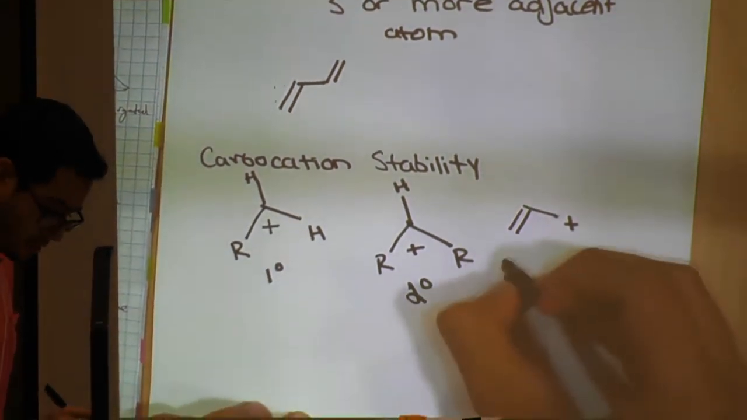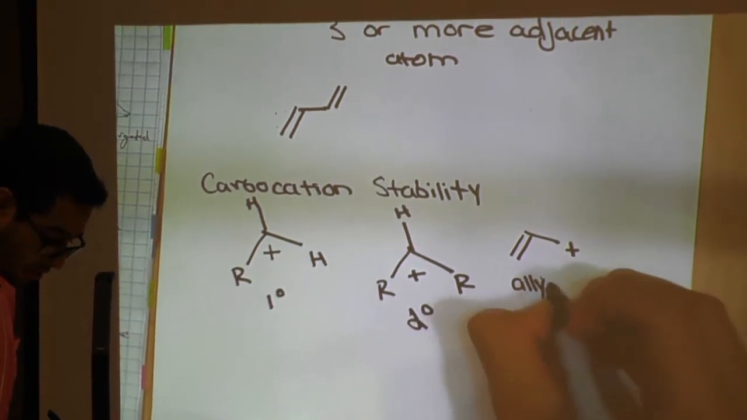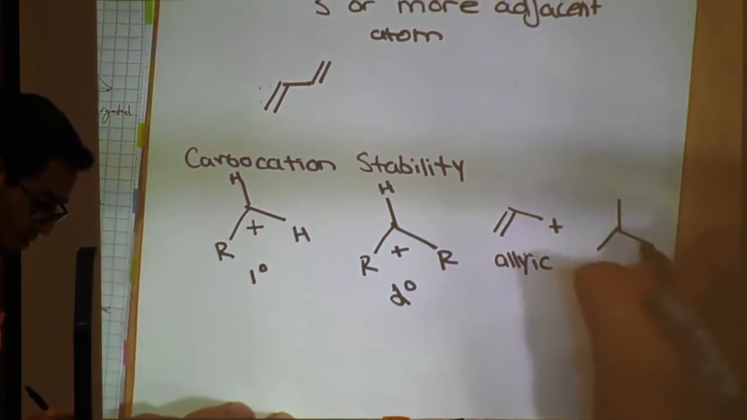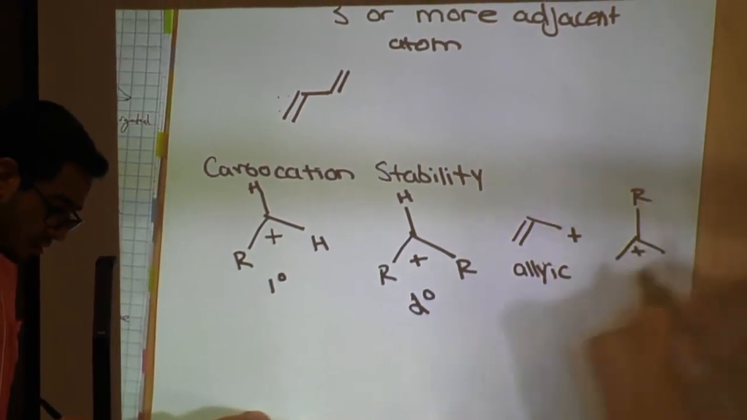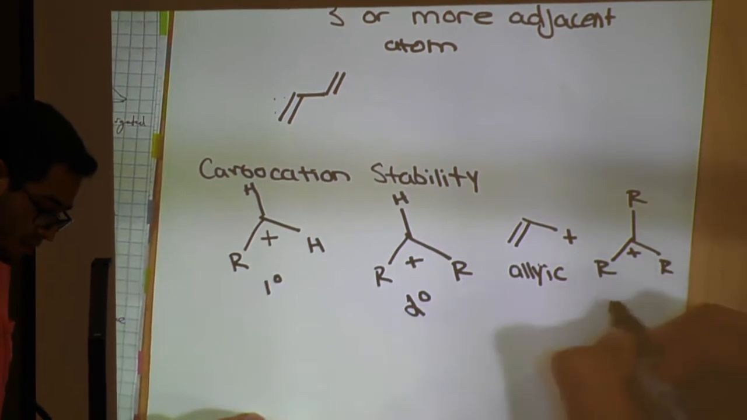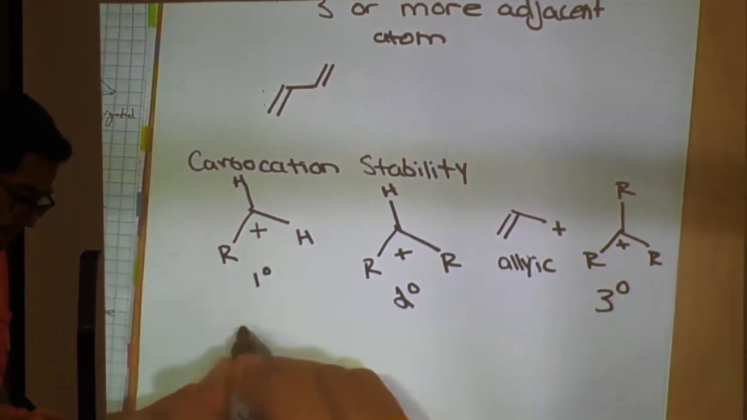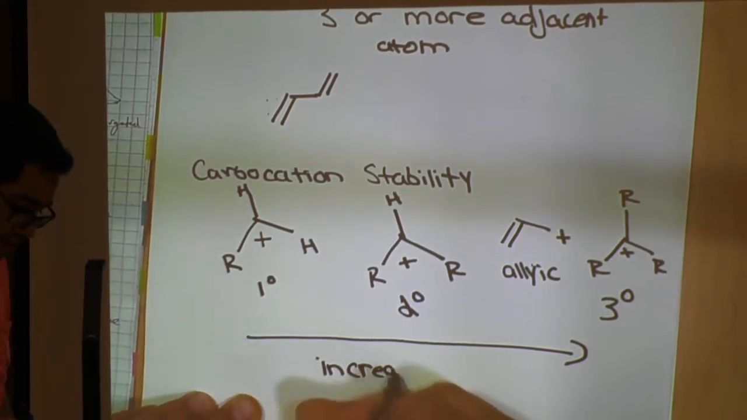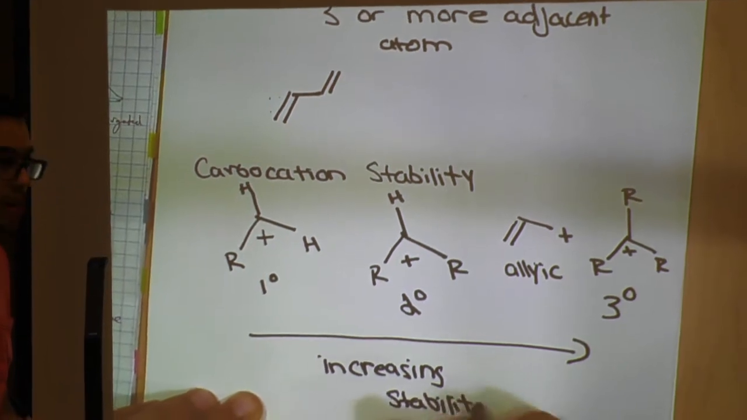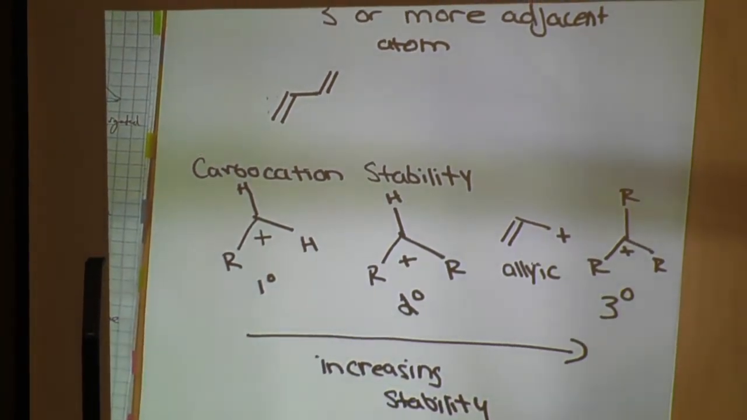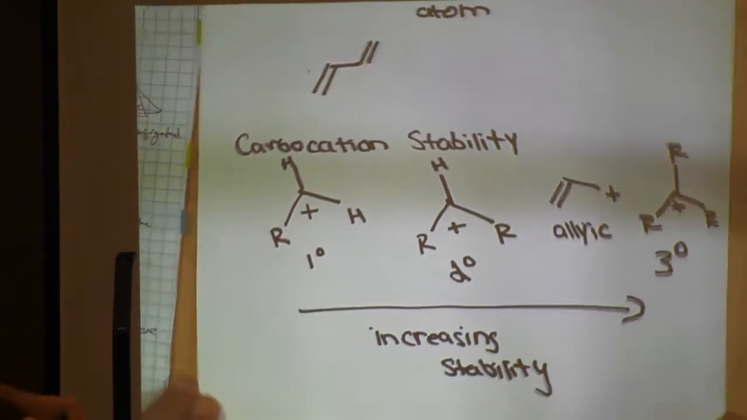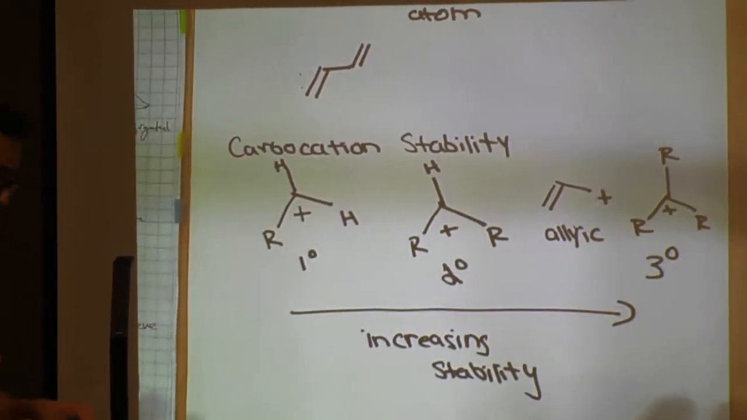So this is our allylic, and then you have tertiary. And so we have increasing stability. So those are good for your multiple choice questions, just knowing about stability and things like that. If I ever write off the doc camera, just let me know and I'll move it up, all right?